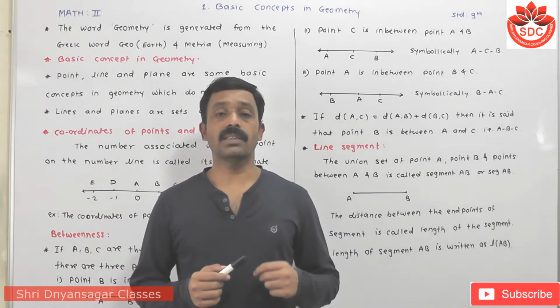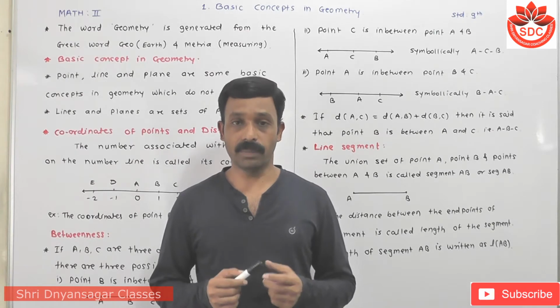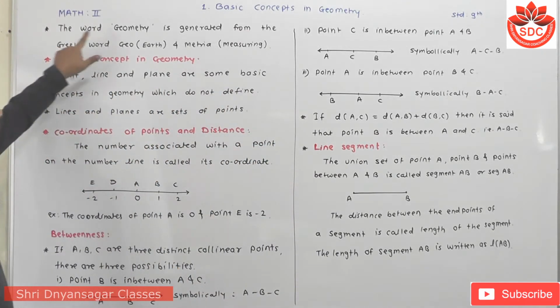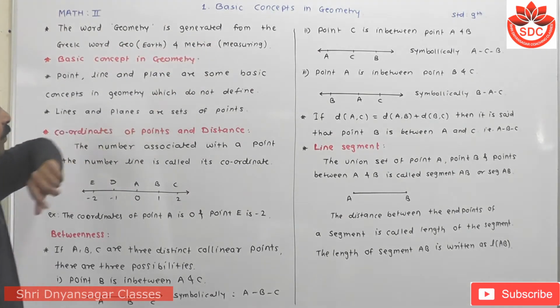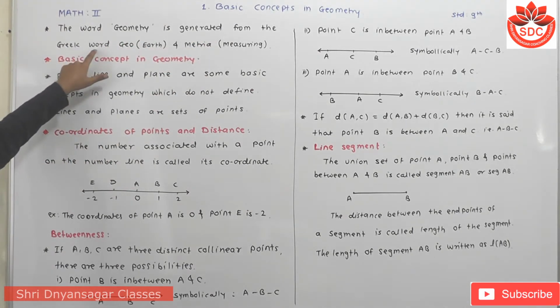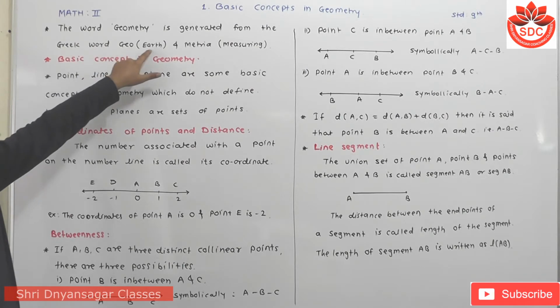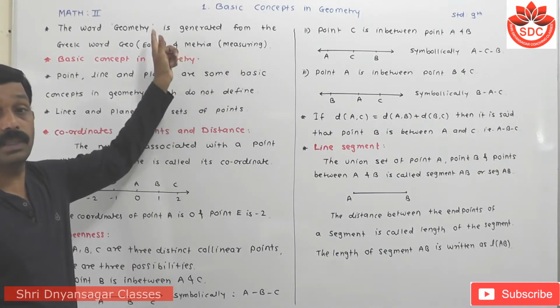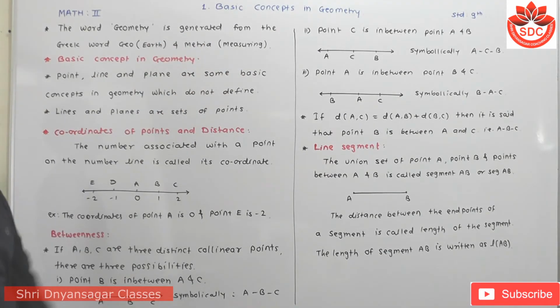Now we discuss some important points of geometry. First, I have to repeat, the word geometry is generated from the Greek word geo, meaning earth, and metria, meaning measuring. The science of the measurement of the earth is what we call geometry. The basic concepts in geometry.